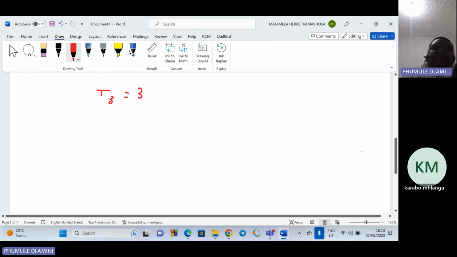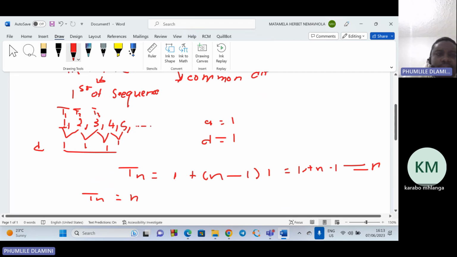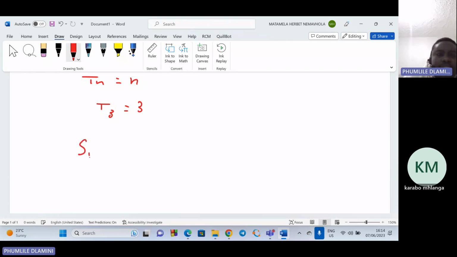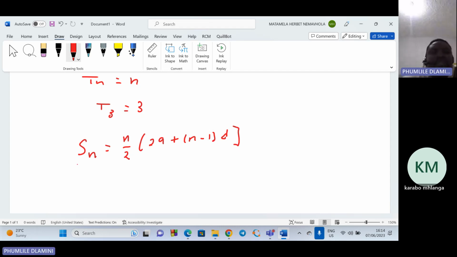So sometimes they might ask you to find the sum. Let's say, for example, we want to find the sum of the first 4 terms. So the first 4 terms is 1 plus 2, which is 3, plus 3, which is 6, plus 4, which is 10. So the formula for finding the sum is Sn. Sn equals n over 2 in brackets 2a plus n minus 1 d. This is the formula for finding the sum.